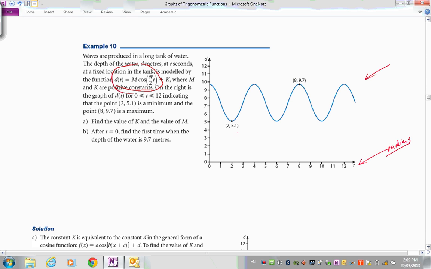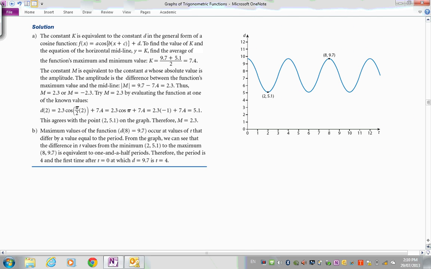Okay, so here we've got key points. That's a minimum and a maximum. And what we've got to do is find the value of k and the value of m. Well, I think what we could do first of all is try and do m. Let's see what they do with this as we come down and have a look at the answers here.